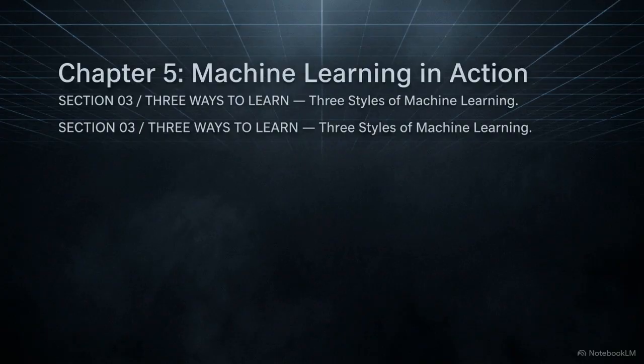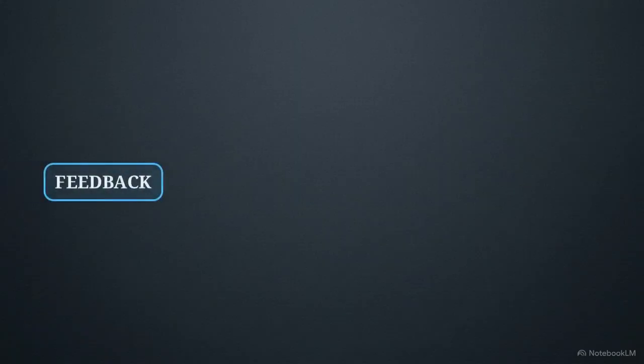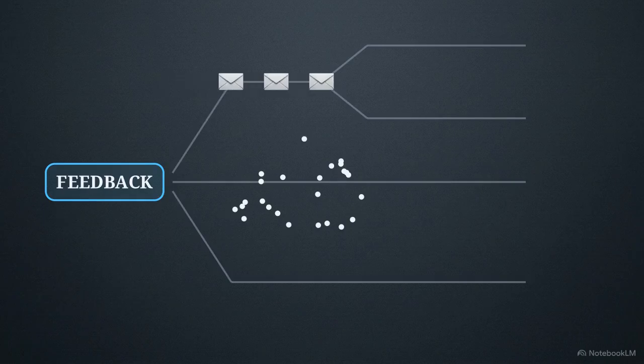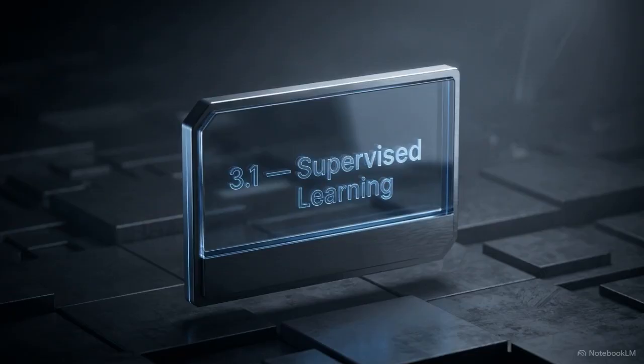We are going to break down the three major styles of machine learning, based on the exact type of feedback they receive: supervised learning, unsupervised learning, and reinforcement learning. The type of feedback a system relies on determines how its data is organized and how the model processes that information. Let's start with 3.1, supervised learning. This is learning from answers.